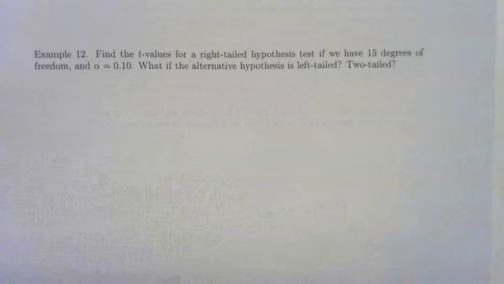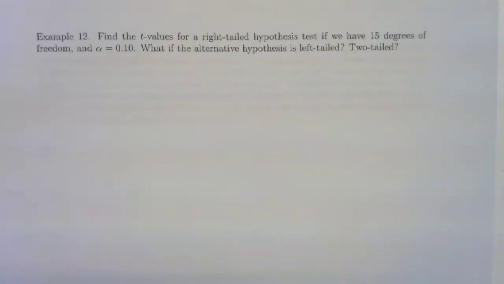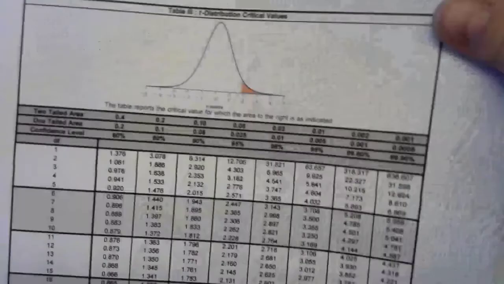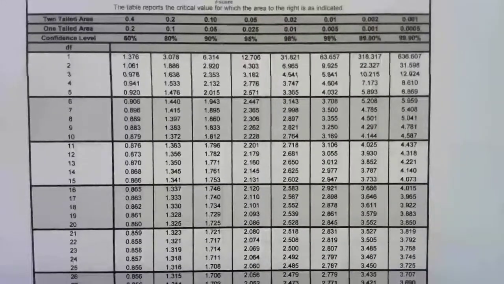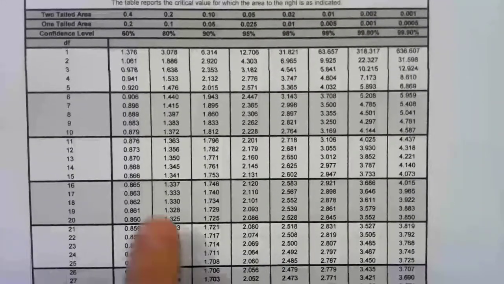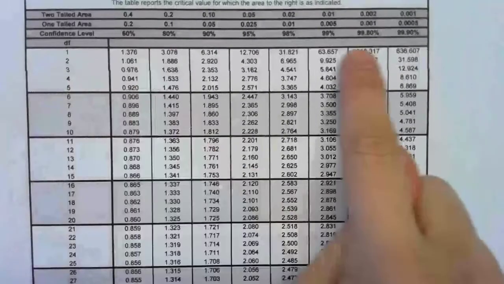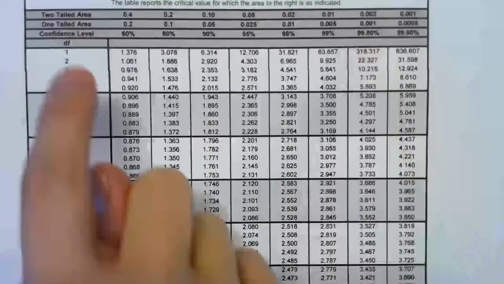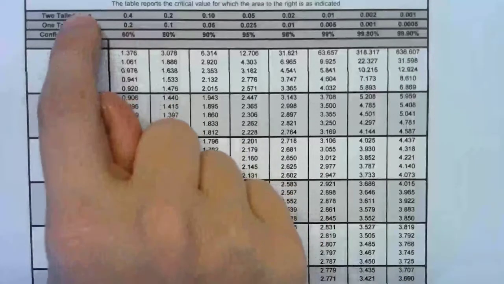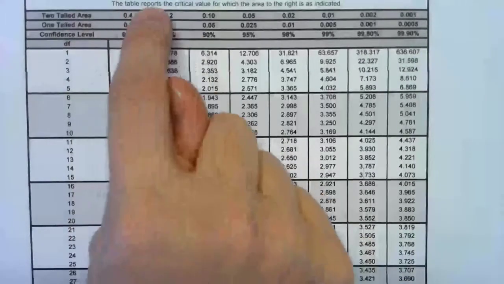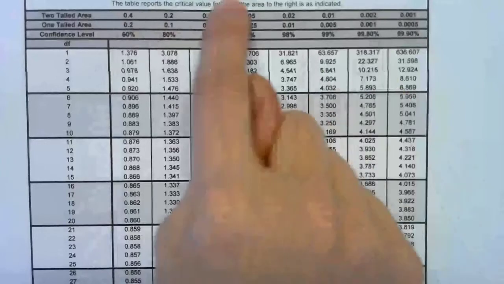So before we get into our first full example, let's talk about the table a little bit more. The t-table is set up a little different than the z-table. For confidence intervals, we use the degrees of freedom and the confidence level. Now we're going to use the degrees of freedom and these numbers up here at the one-tailed and two-tailed areas. So these are your alpha values.